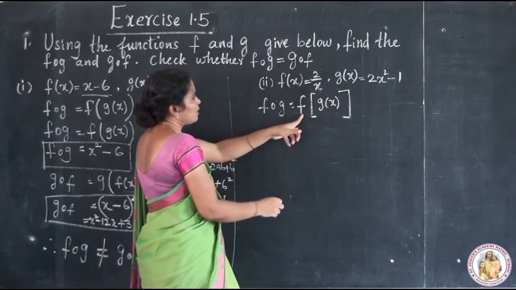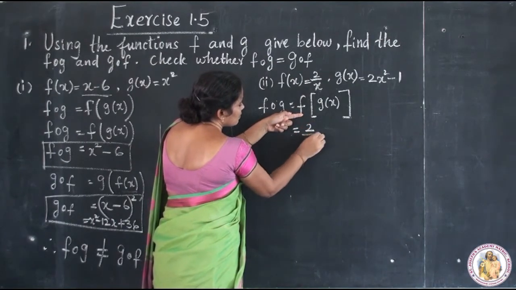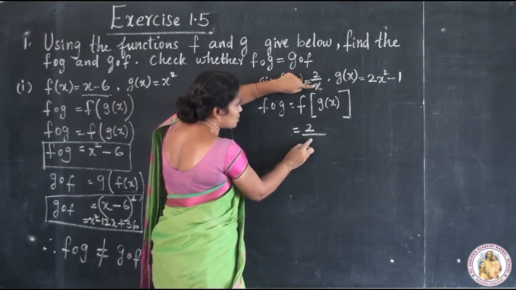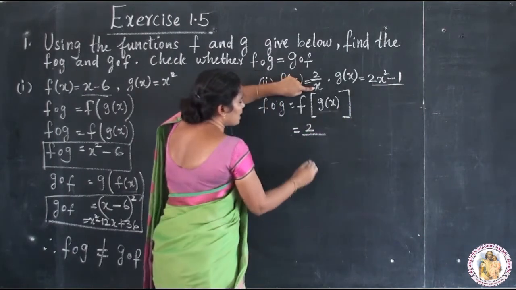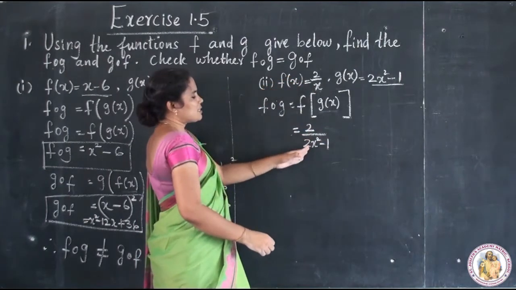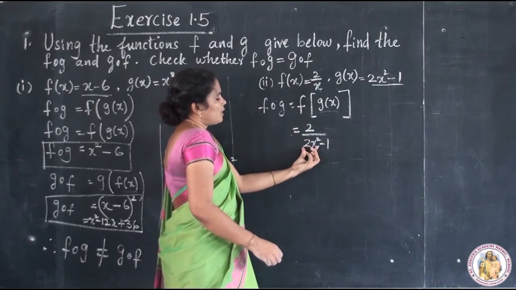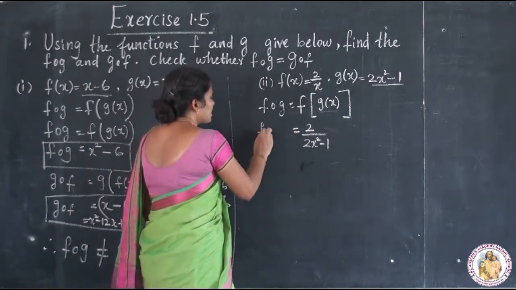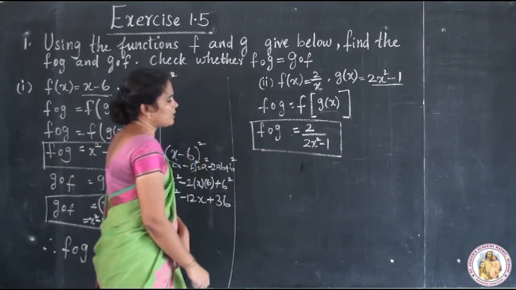Okay, what is f? F is given as 2 by x. So in the place of x you have to write g of x. G of x is 2x square minus 1. Can you cancel? You can't cancel because 2 is a whole number, and here 2x square minus 1 has 2 factors. So leave it as it is. F of g is equal to 2 by 2x square minus 1.